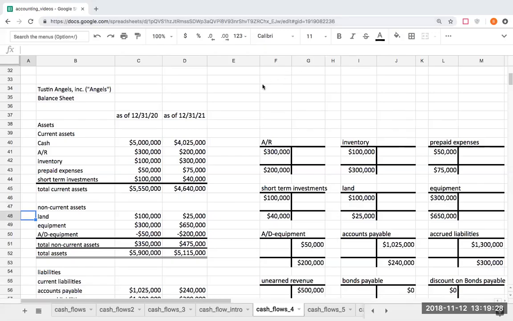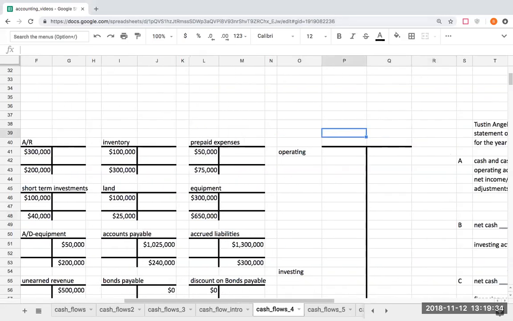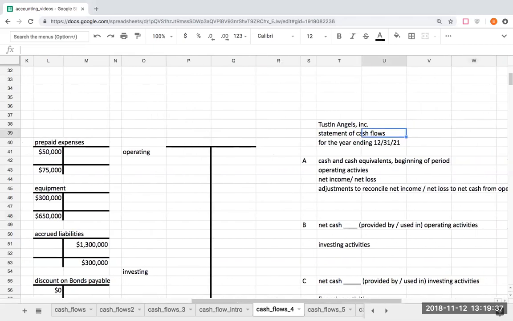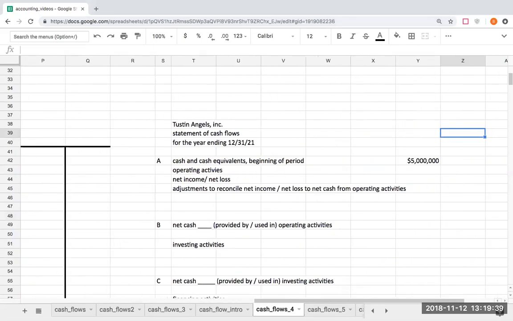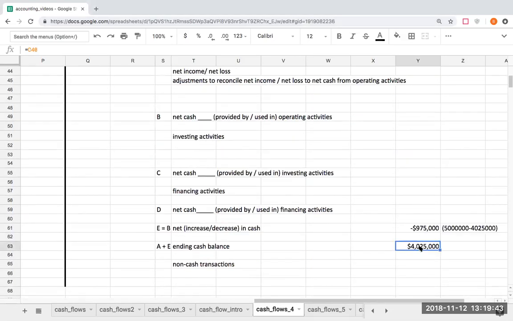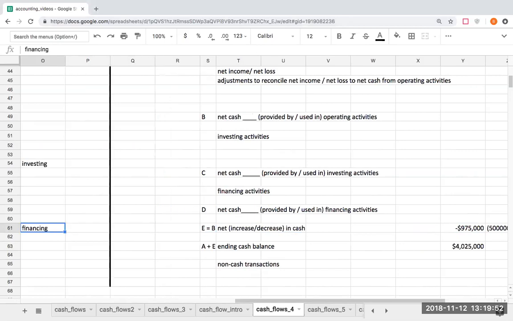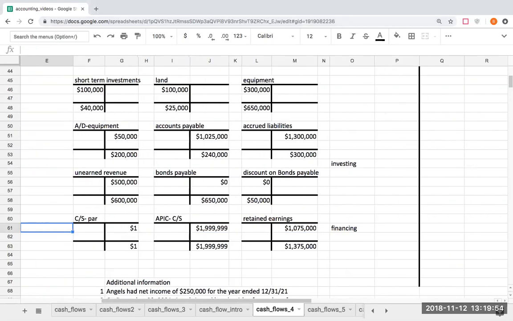And we're back. So what I've done here is I have put everything that's been in the balance sheets into the T accounts. And I've also created the skeleton. For the skeleton, we had a beginning cash balance of $5 million and an ending cash balance of $4,025,000. So I know my change has to be $975,000.